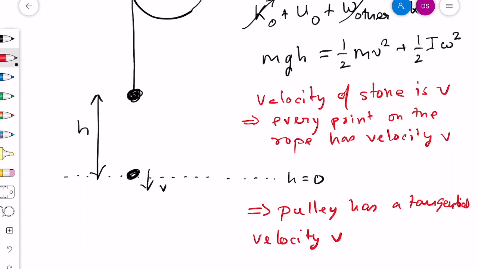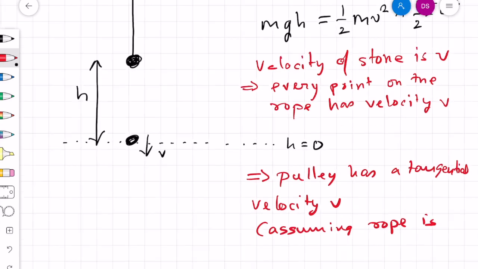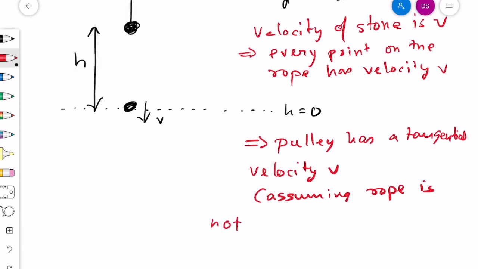And this is assuming that the rope is not stretching or slipping. And that's usually the case.